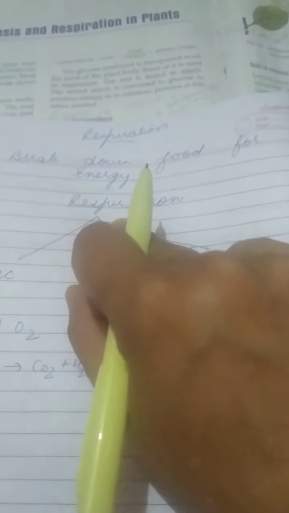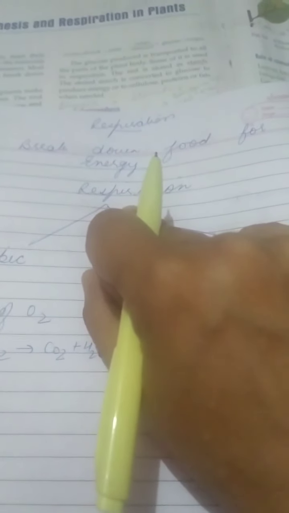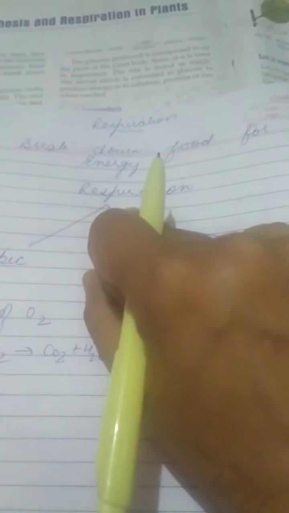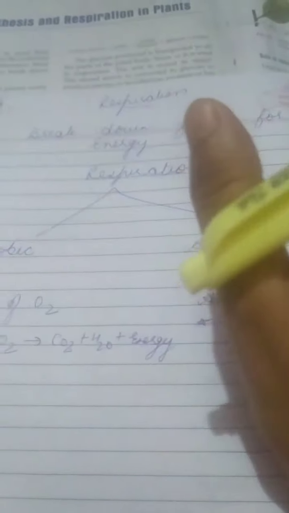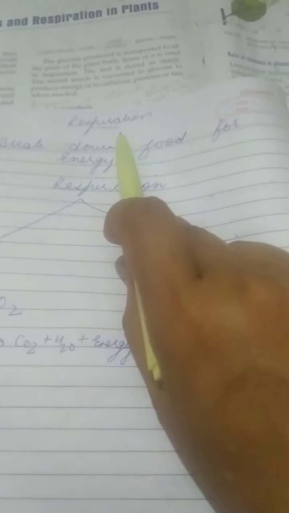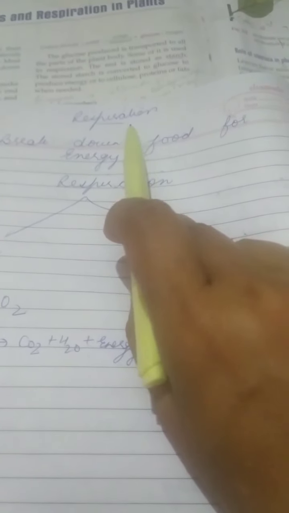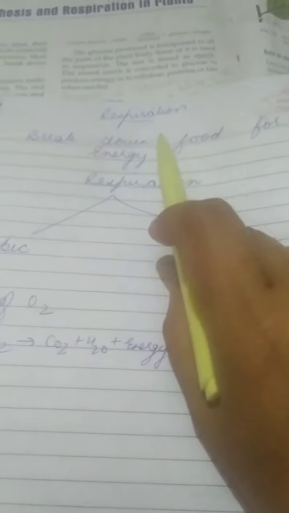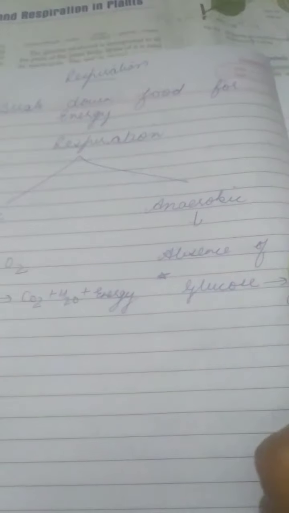Then we will learn about respiration. Students, we know that plants prepare their own food. Some of the food they store and some of the food they utilize for their life processes. So breakdown of food for energy is known as respiration. Like living organisms such as animals, plants also respire. There are two types of respiration in plants. One is aerobic and the second one is anaerobic respiration. Aerobic respiration means the respiration which occurs in the presence of oxygen, and anaerobic respiration is the respiration which occurs in the absence of oxygen.